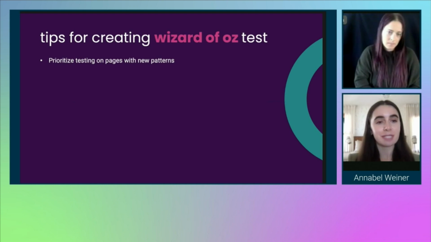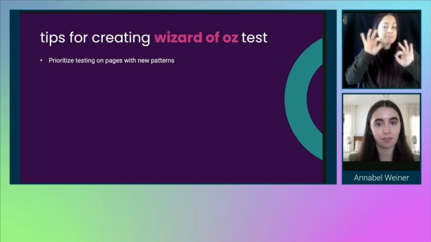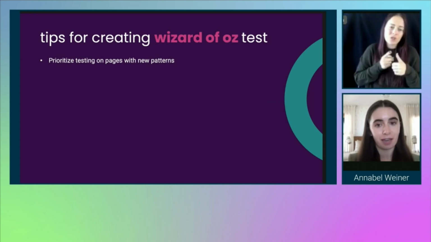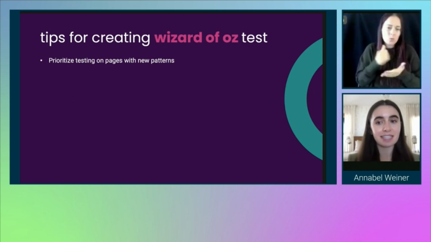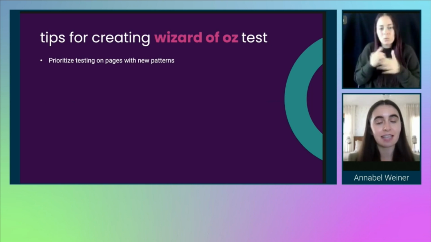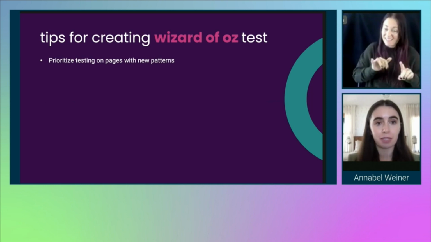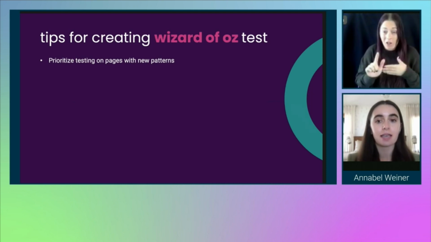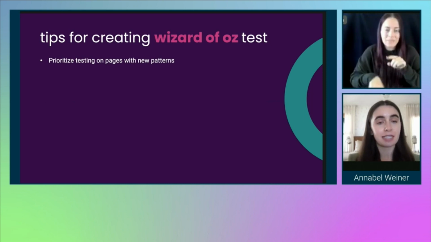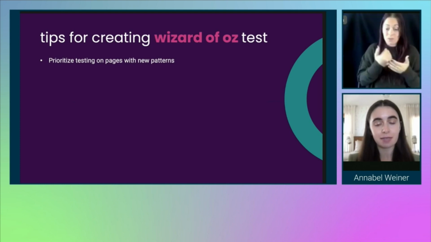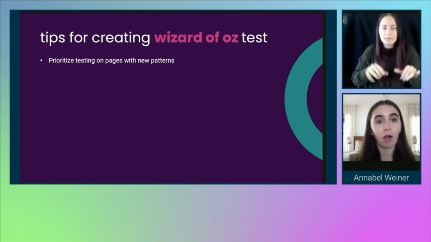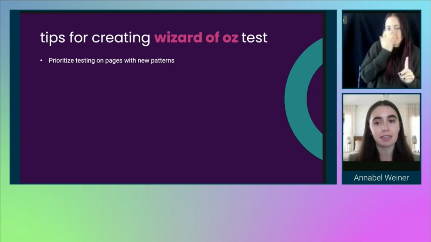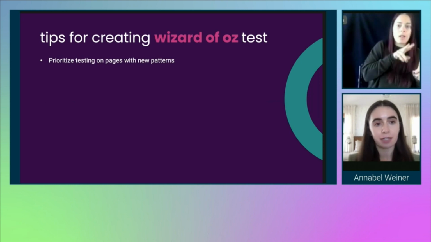And moving on to some tips if you'd like to try to create a Wizard of Oz test. The first tip is prioritize testing on pages with new patterns. Like we've mentioned, it does take some time at the beginning to set up these tests. So it's important to think about which pages would be the most beneficial to test because you probably won't be able to do it on all new projects. We found it to be really great when you're testing a new pattern that would go into your design system. For example, if you're building a new auto suggest pattern, if you test the functionality on one project, it will help extend the findings to other projects that also use that pattern.